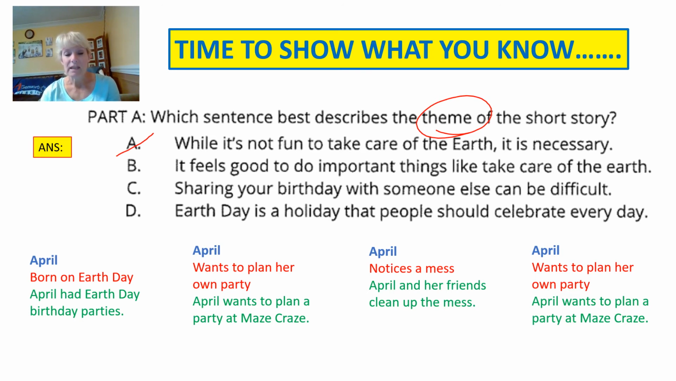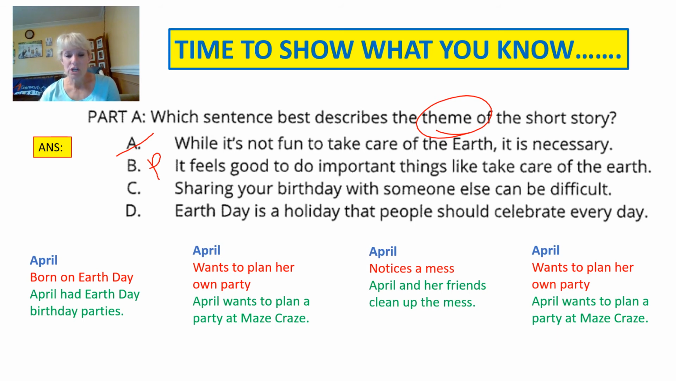Letter B, it feels good to do important things like take care of the earth. I actually remember her saying that she enjoyed that. So I am going to put a P for possibility. Doesn't mean that's the answer I've chosen yet, but I am choosing P because I want to go back and look at it as a possibility for the future.